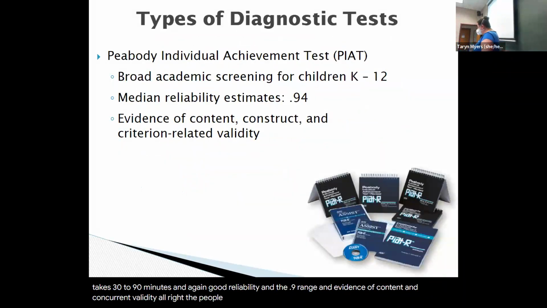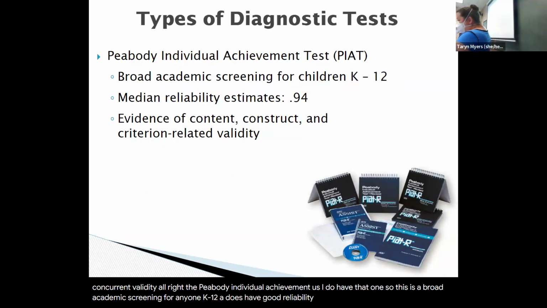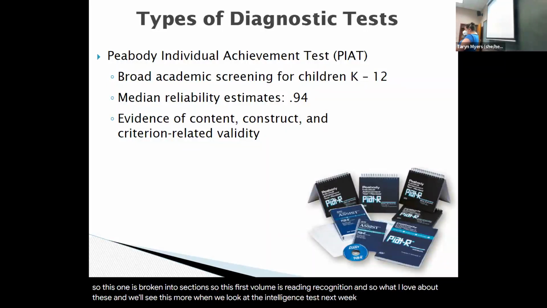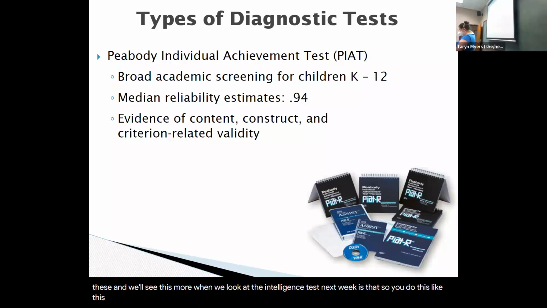All right, the Peabody Individual Achievement Test. Oh, I do have that one. So this is a broad academic screening for anyone K-12. It does have good reliability estimates, has good validity as well. And so this one is broken into sections. So this first volume is reading recognition. And so what I love about these, and we'll see this more when we look at the intelligence test next week, is that, so you do this like this. So the client sees this, and you see the instructions.